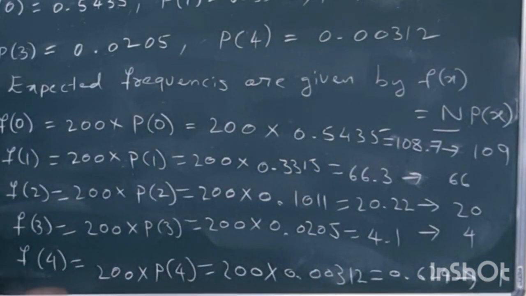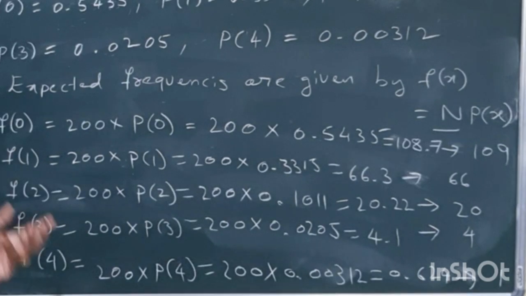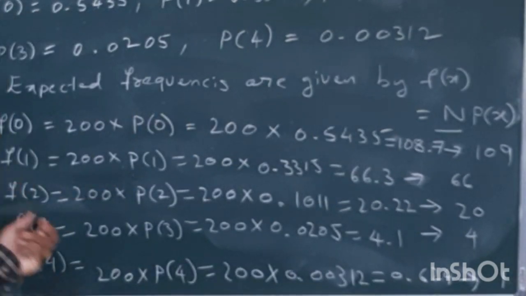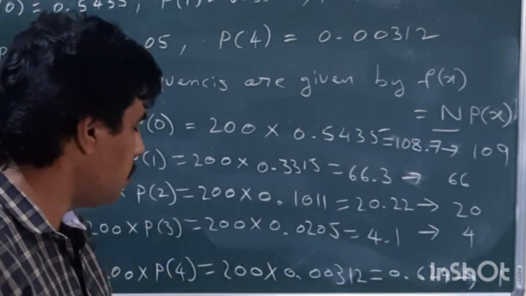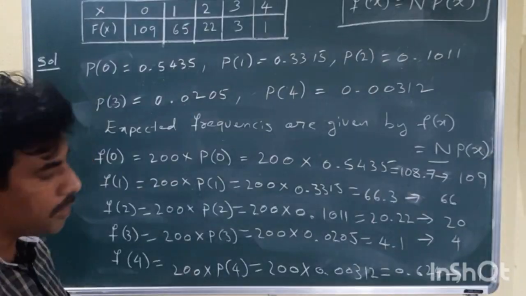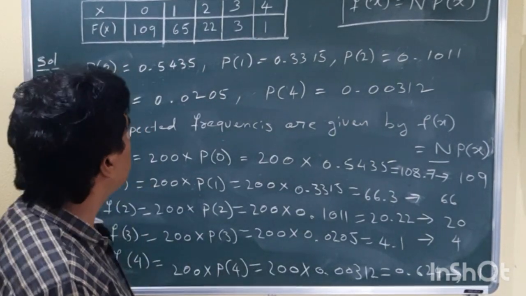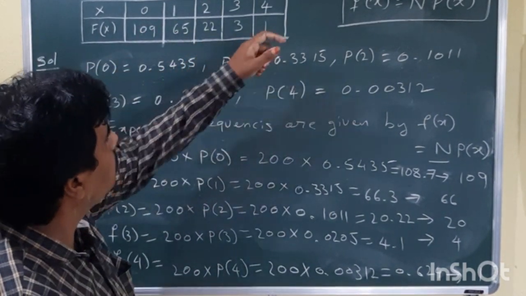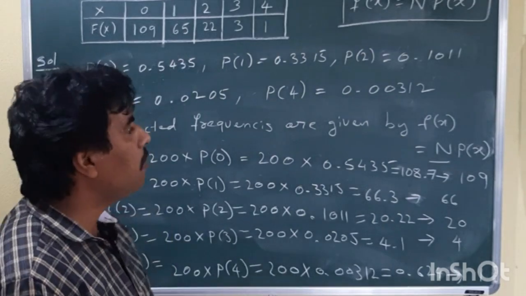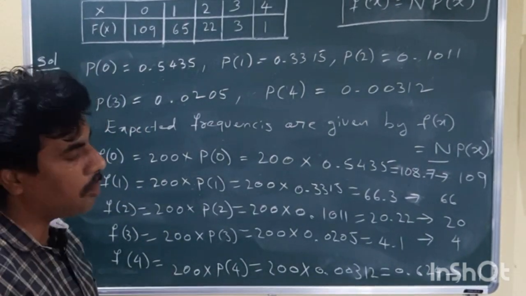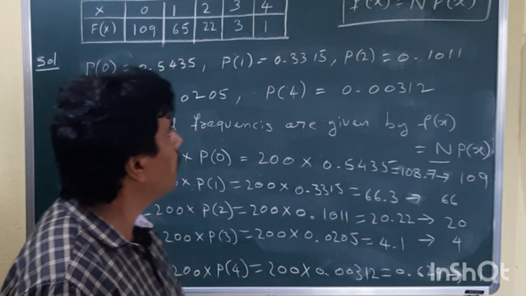Therefore, expected frequencies are f of 0 is equal to 109, f of 1 is equal to 66, f of 2 is equal to 20, f of 3 is equal to 4, f of 4 is equal to 1. In this way, without performing the random experiment, we can expect frequencies. These are the frequencies obtained by performing a random experiment, but without doing a random experiment we can expect these frequencies.